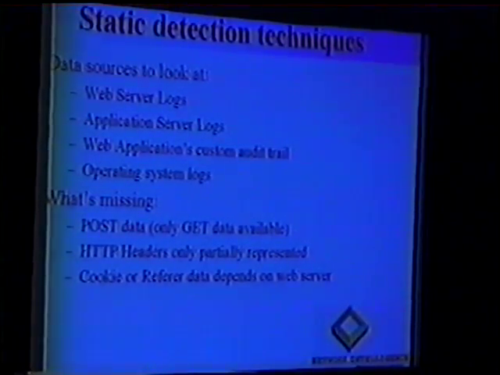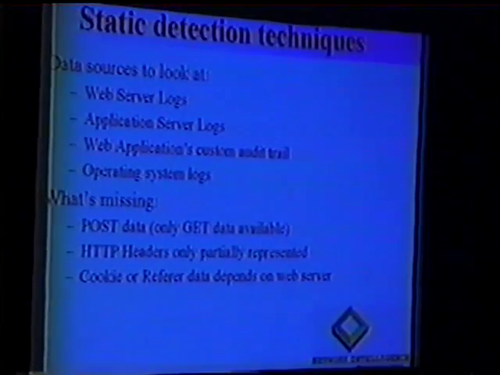However, in all of these pieces of information, what's missing is post data. Most of the information that gets sent from a browser in the HTML input fields is going to be sent as post data. That's missing from your web server's logs, from your application's logs. HTTP headers are also only partially represented. You do not have the entire set of HTTP headers that could get sent from a client's machine. And cookie or referrer data might also be used as input for malicious traffic. Again, this would not necessarily get shown on all the web servers.